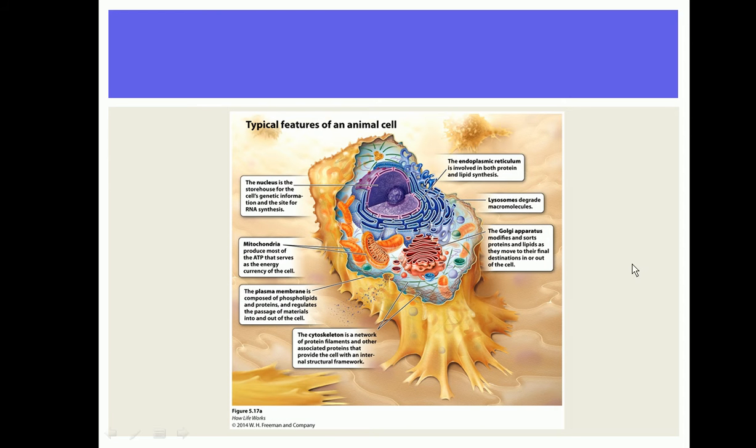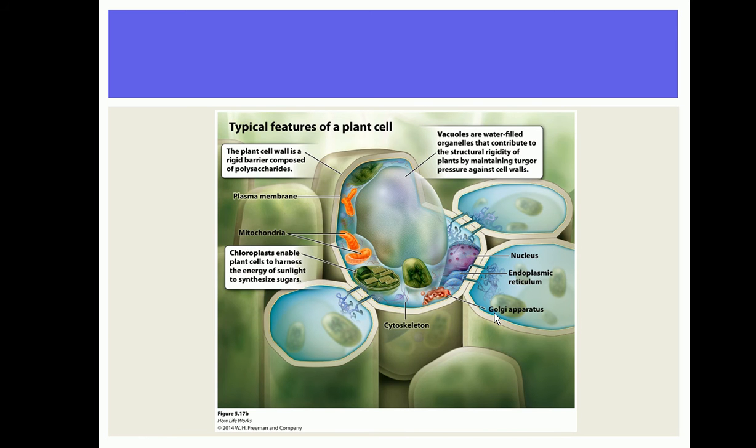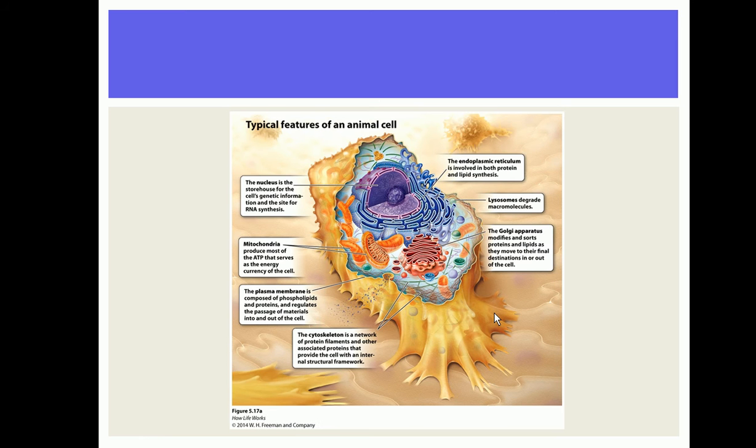So this is an example of an animal cell, and this is a picture of a plant cell. Both these cells are eukaryotic cells. So let's see what the differences are between an animal cell and a plant cell. You can see here, this is your animal cell, and inside the cell there are a lot of organelles. This is the plasma membrane, this is the nucleus, this is the endoplasmic reticulum, this is the Golgi apparatus, this is the mitochondria.